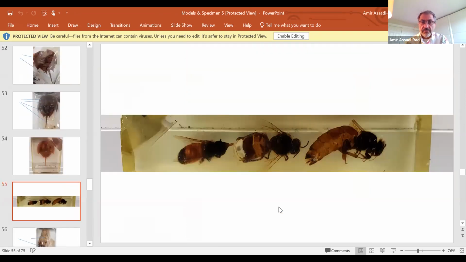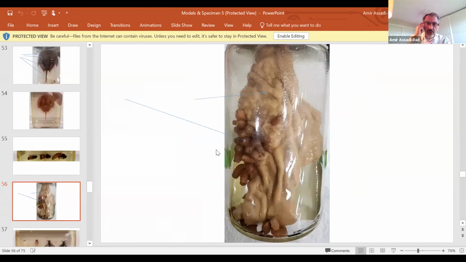Okay, that is your bees. Those are different types of bees: drone, and worker, and queen. Queen here, drone, and then worker. Okay, that's horse bot fly, Gasterophilus intestinalis, order Diptera. These larval stages come out in the feces, and then from feces they fly away, become adult.